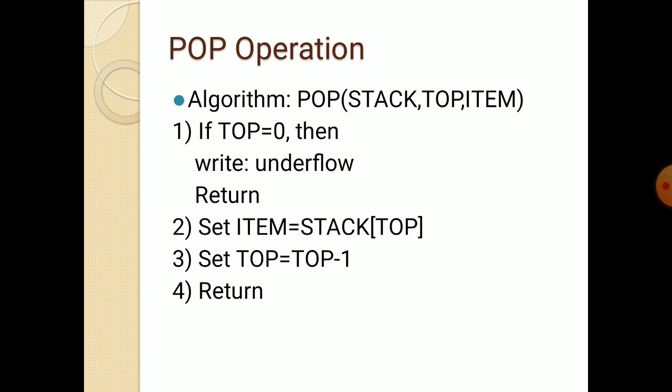Here is the algorithm: step 1, if top equal to 0, then write underflow, return. Step 2, set item equal to stack of top. Step 3, set top equal to top minus 1. Step 4, return.